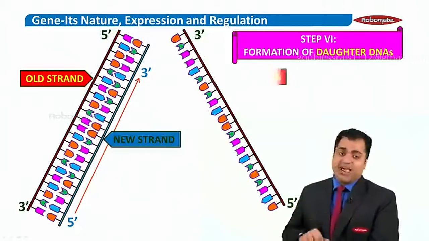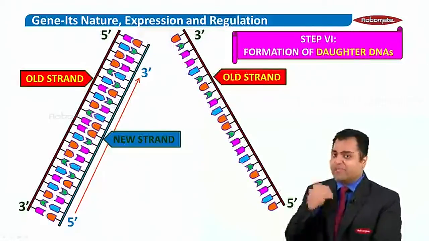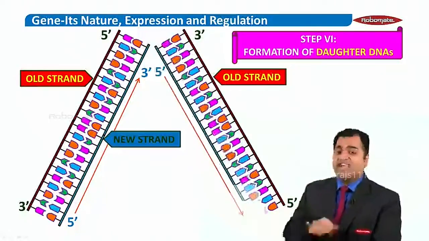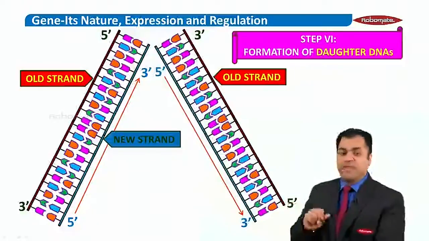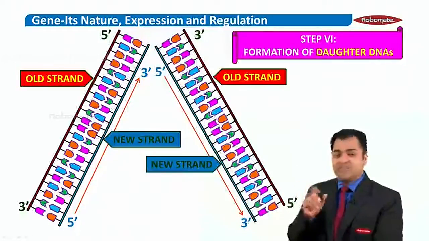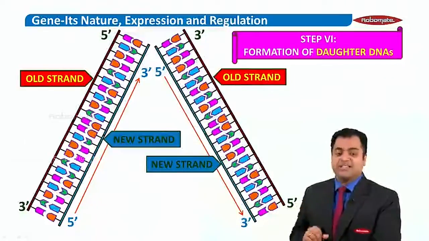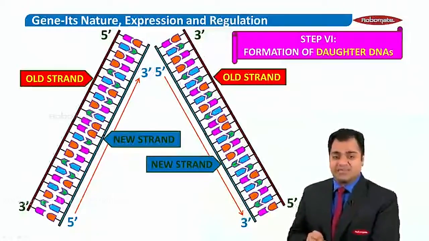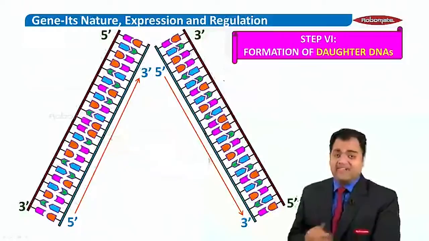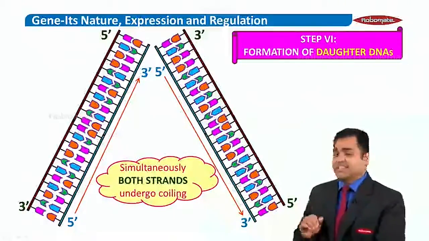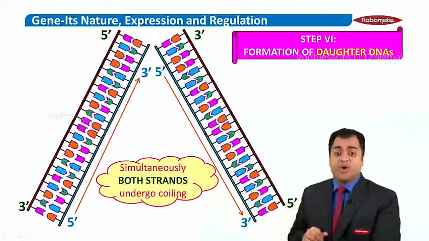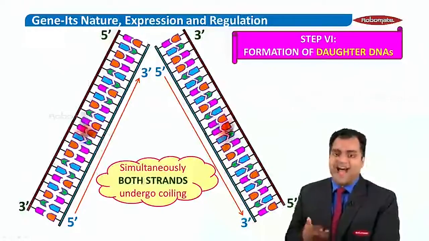Correct? Now on the right, once again, there's an old strand coming from the parent DNA. And once again, I built a 5' 3' new strand in the opposite direction. Correct? Now what are these two? These are the two daughter DNA molecules. What happens next? Very important, you have to know that simultaneously both the strands will undergo coiling. And let us see how.